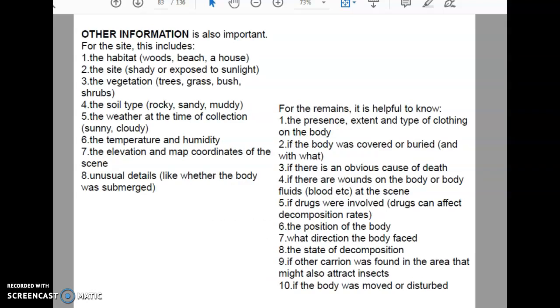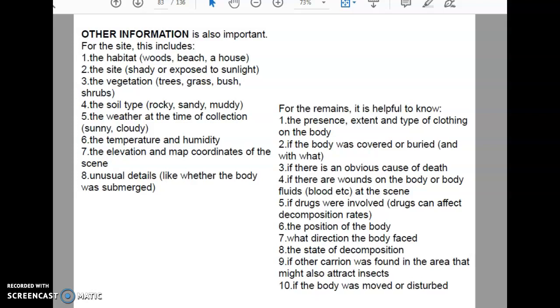So other information that's important, the habitat, woods, beach, house, that's going to indicate what insects may be around. Is it shady or exposed to light? Once again, what type of insects are going to kind of hang out there? What type of vegetation, the trees, the grass, the bush, the shrubs, soil type, the weather, temperature and humidity, elevation, and odd information, like whether or not the body was submerged.